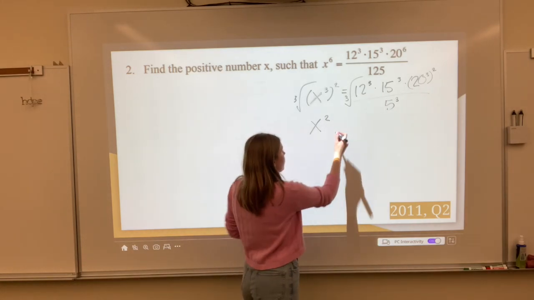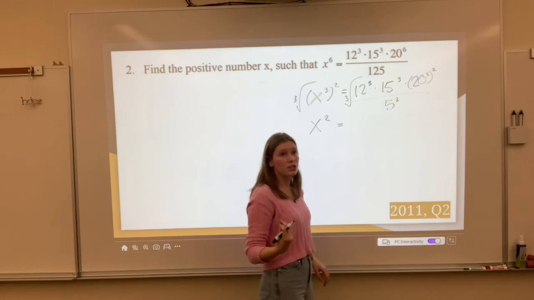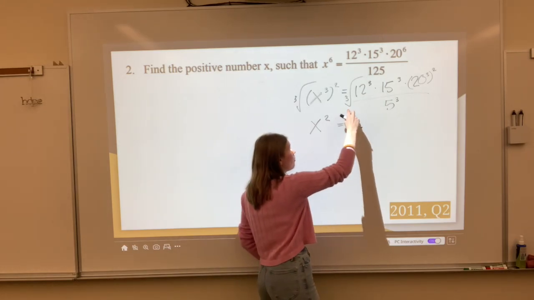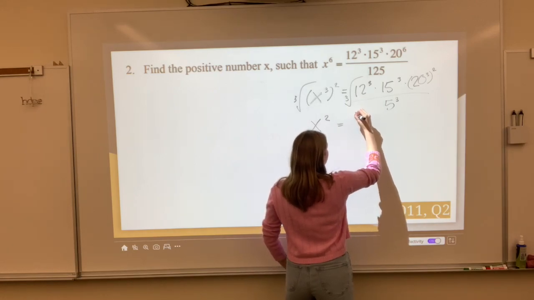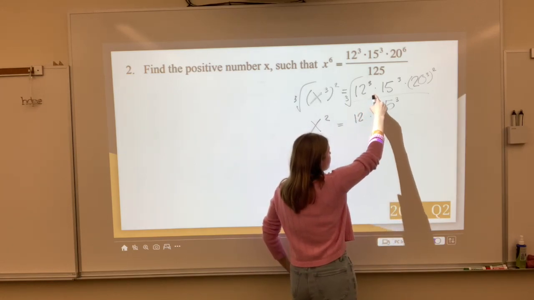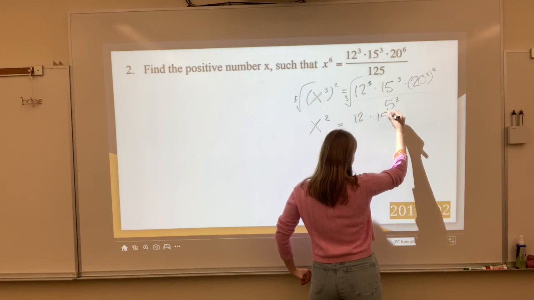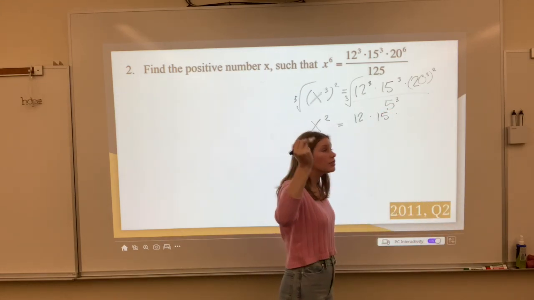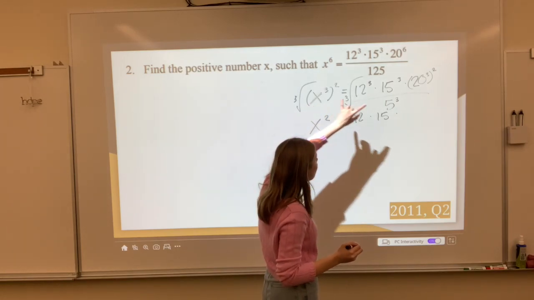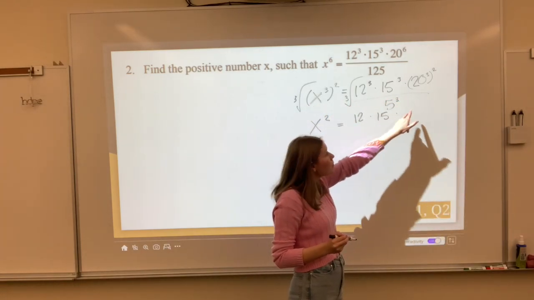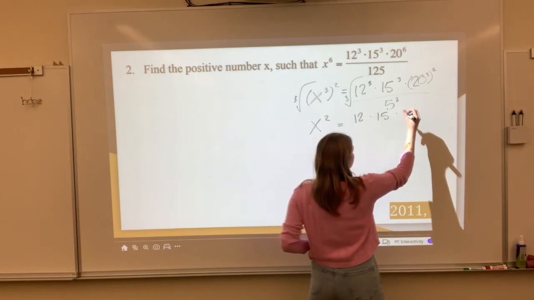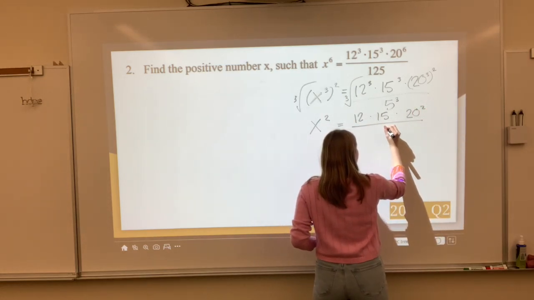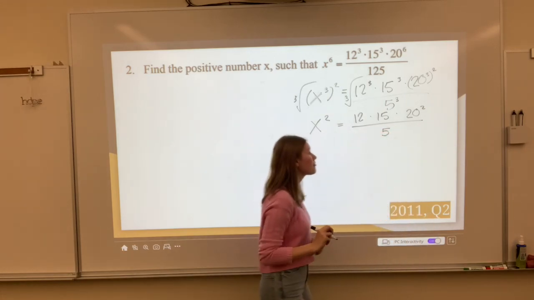Over here, we know that we can split each of these terms up and take the cube root of those individually. So, the cube root of 12 cubed is 12, times the cube root of 15 cubed, 15, times the cube root of 20 cubed squared. Well, we do the same thing we did over here. Our cubes cancel out, leaving us with a 2. So we have 20 squared over 5.